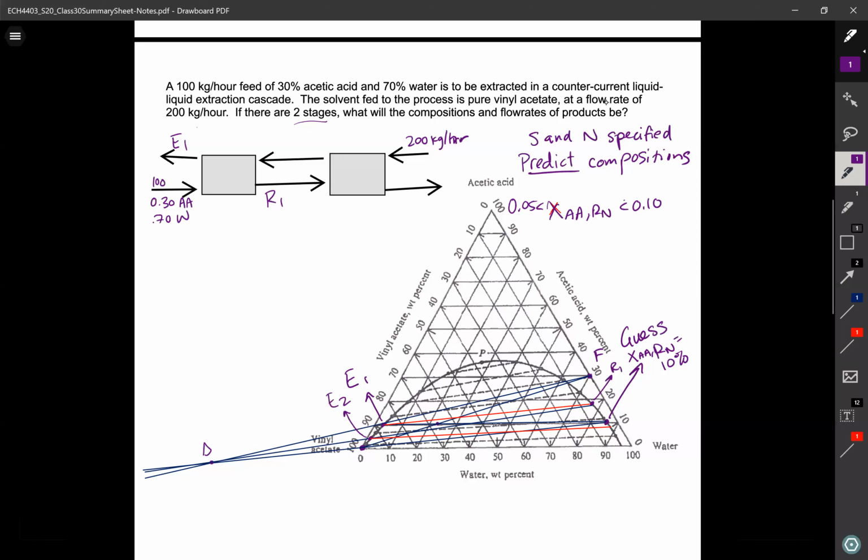So again, this is a predict type problem. You must guess and check, but it doesn't seem too bad. One more problem to solve for today.